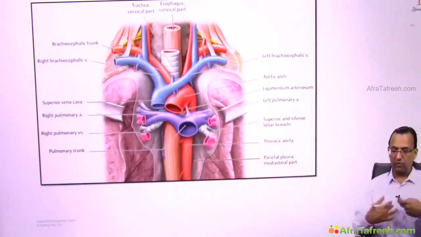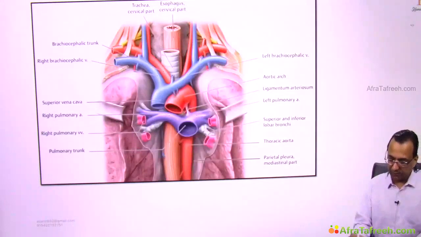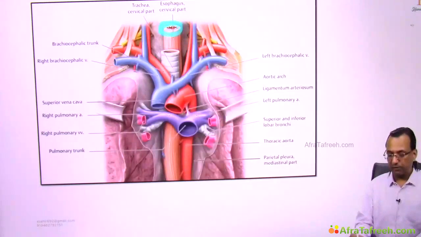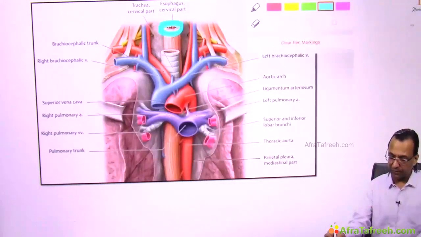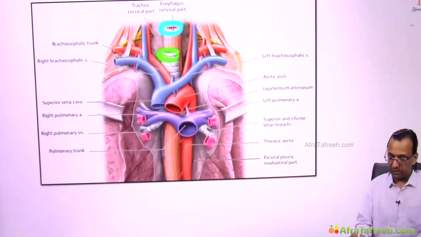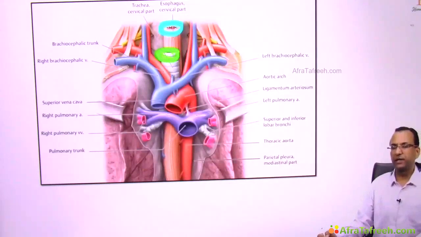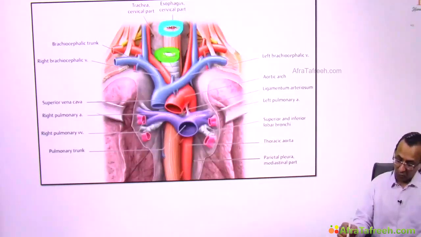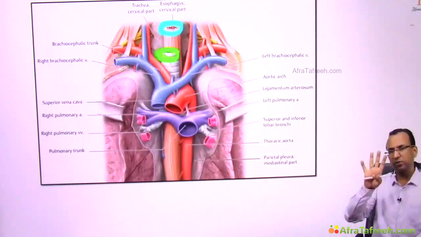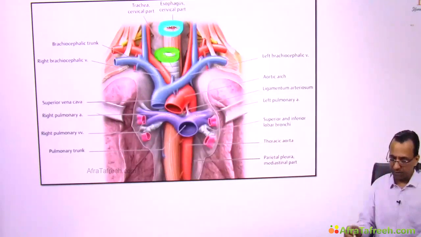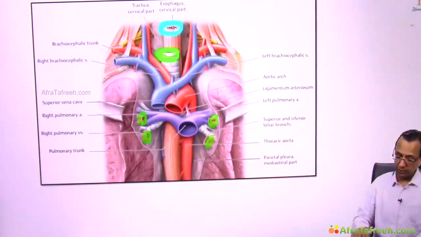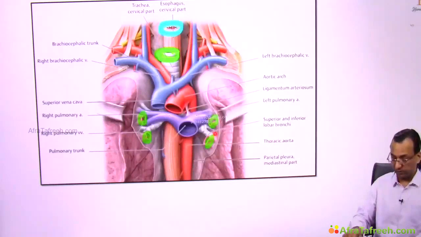When you're looking at the front view, what do you see? What I see is esophagus posteriorly, and in front of esophagus you'll have the trachea anteriorly. That is not the concern here. The concern is there are 4 pulmonary veins, called the superior pulmonary vein and inferior pulmonary vein, 2 on the right side and 2 on the left side.